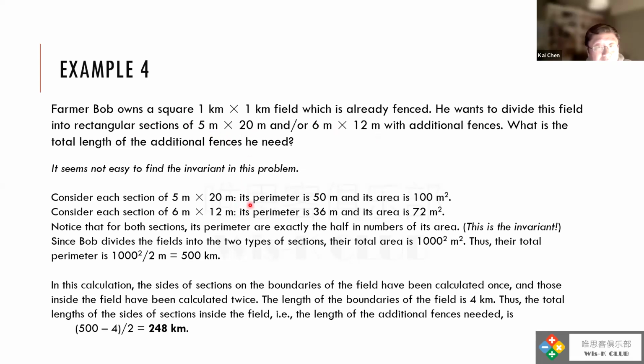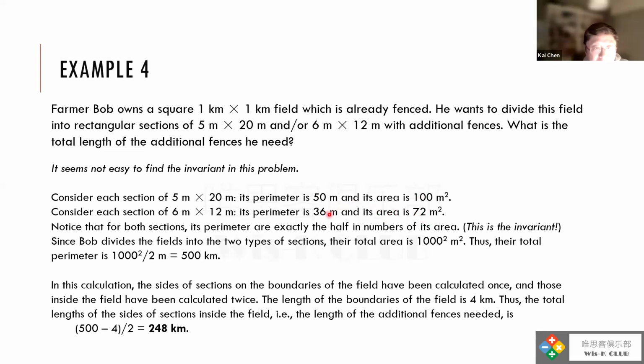If we compare the perimeter and the area, the perimeter will be 50 meters and the area will be 100 square meters. And for 6 and 12, the perimeter will be 36 meters and the area will be 72 square meters. So you notice the ratio here: the ratio of the area over the perimeter is always 2. 100 divided by 50 gives you 2. 72 divided by 36 gives you 2.